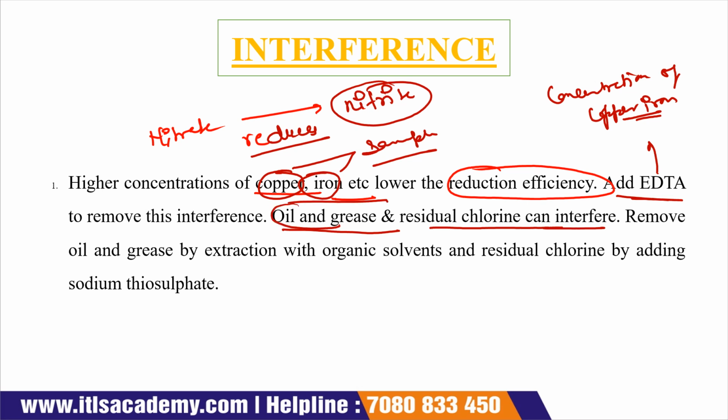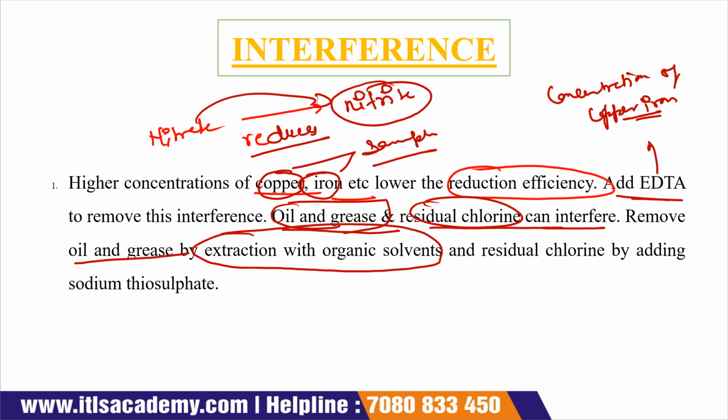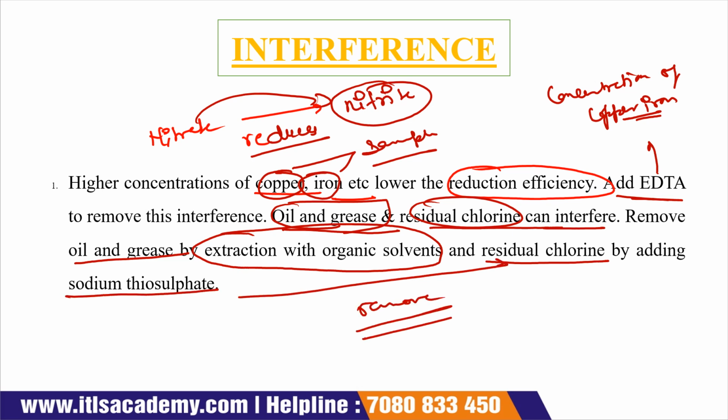Oil and grease and residual chlorine can also interfere with this nitrate reduction into nitrite, and they can be removed. Oil and grease can be removed by extraction with an organic solvent, and the residual chlorine is removed by adding sodium thiosulfate. The sodium thiosulfate removes the residual chlorine, and oil and grease can be removed by the extraction method, in which we use an organic solvent.